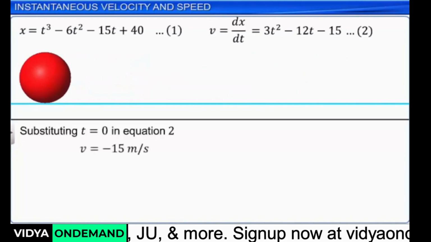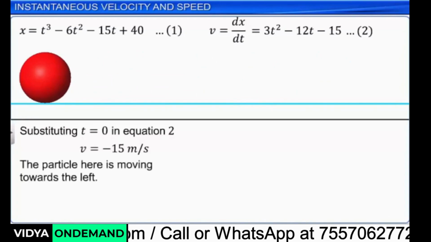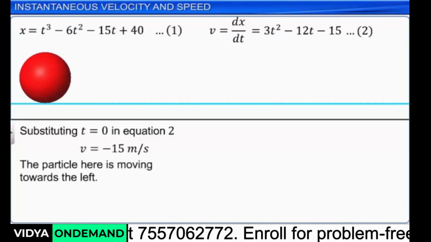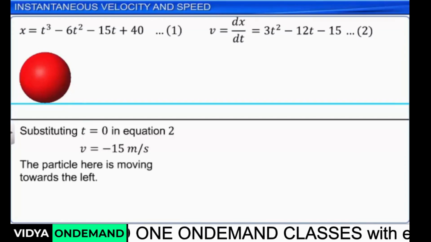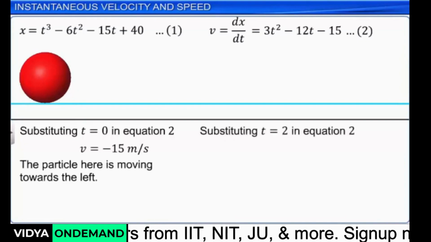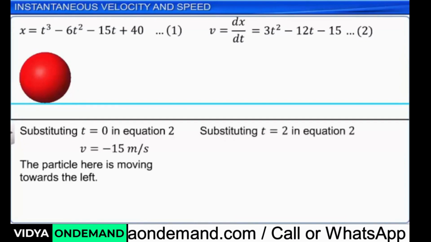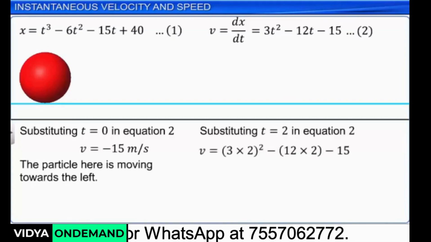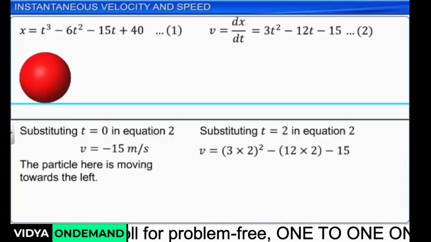At t equal to 2 seconds, we need to find the value of v. Substituting t equal to 2 in equation 2, v is equal to 3 multiplied by 2 square minus 12 multiplied by 2 minus 15, that is 12 minus 24 minus 15, which is minus 27 meters per second. The particle here is moving towards the left.